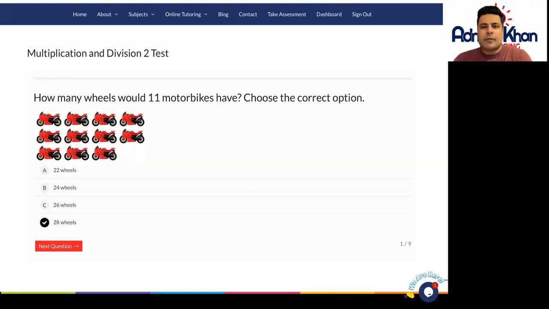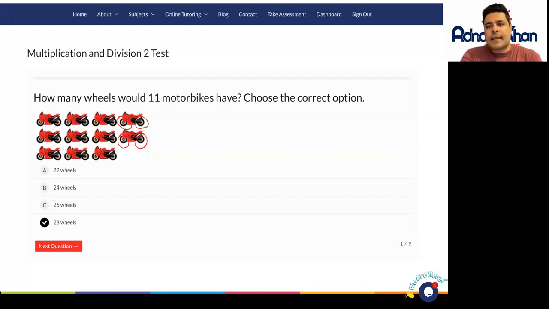So let's have a read of the question. How many wheels would 11 motorbikes have? So we have 11 motorbikes, and each motorbike has how many wheels? Each motorbike has 2 wheels each.